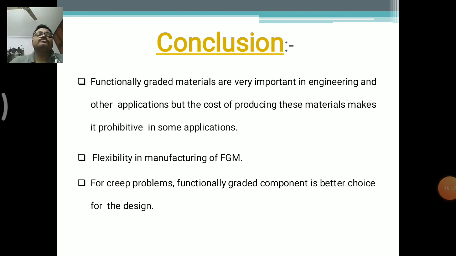And last, how can we conclude these FGMs? What are the advantages and why are we using them in different types of applications, that is in the aerospace and automobile sector. First one is that functionally graded materials are very important in engineering and other applications, that we know, but the cost of producing these materials makes it prohibitive in some applications.